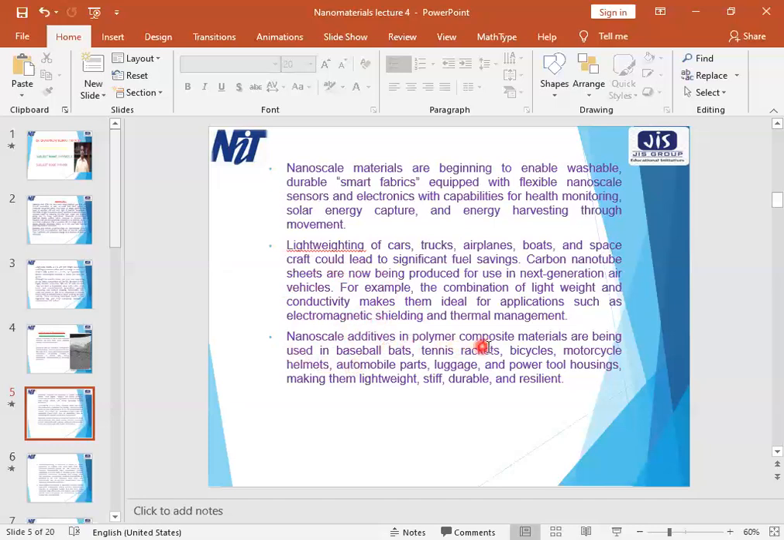Nanoscale additives in polymer composite materials are being used in baseball bats, tennis rackets, bicycles, motorcycles, helmets, as I told you, automobile parts, luggage, and power tool housings, making them what? Lightweight at first, as well as stiff, durable, and resilient.